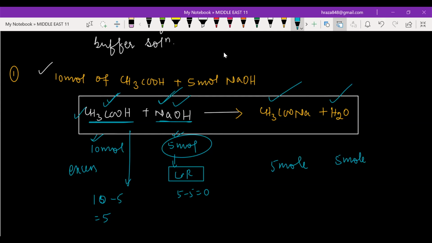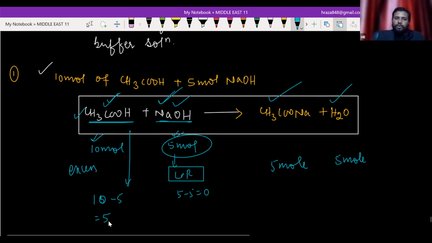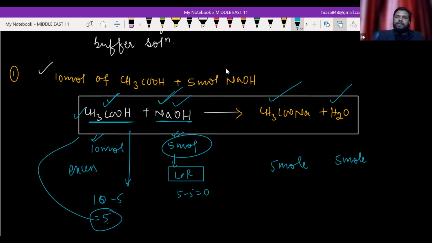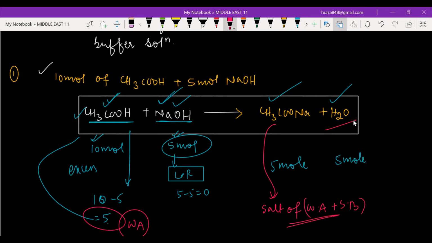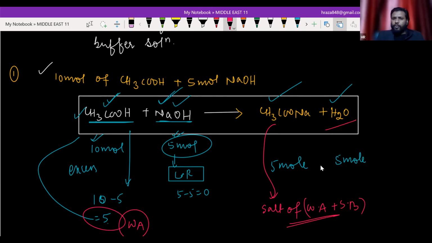Now what remains in the solution is 5 mole of CH3COOH, that is a weak acid, and this is also left in the solution. This is the salt of a weak acid plus a strong base, right? And in the solution water is present, so we don't care about water here. So basically this is a buffer, and which type of buffer? Isn't it an acidic buffer?